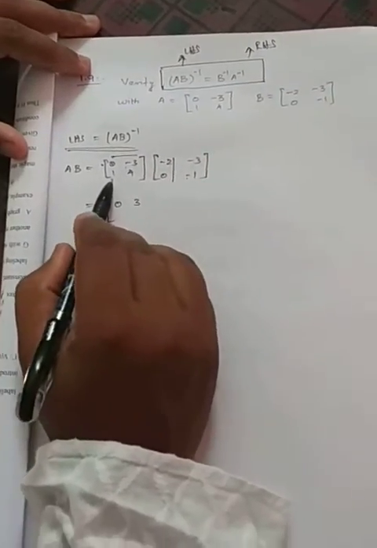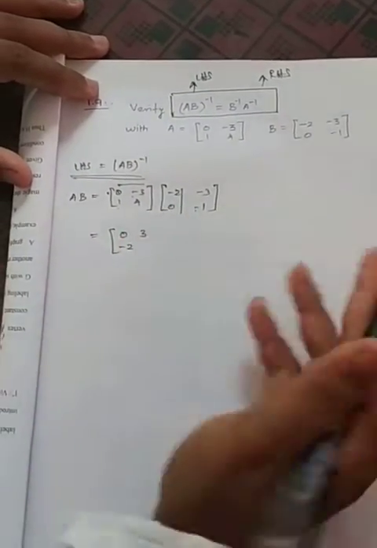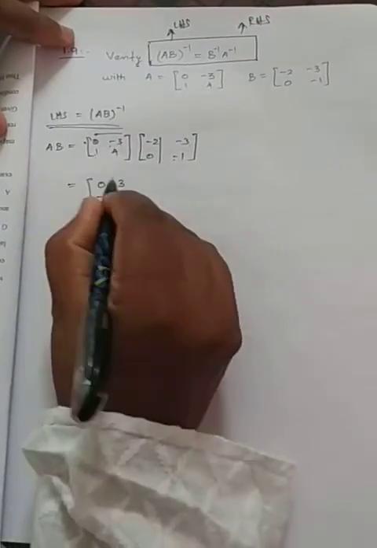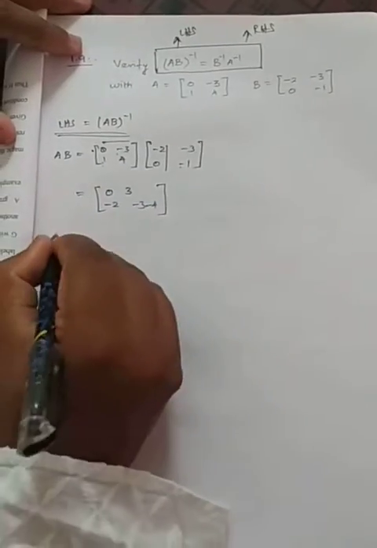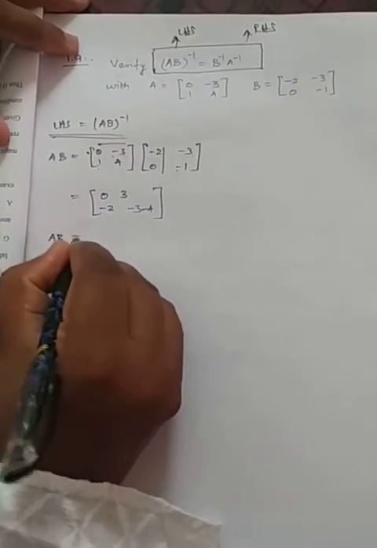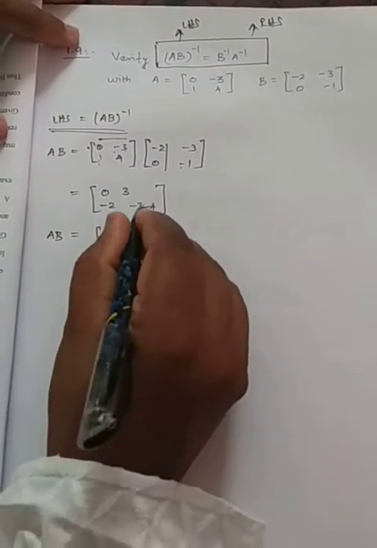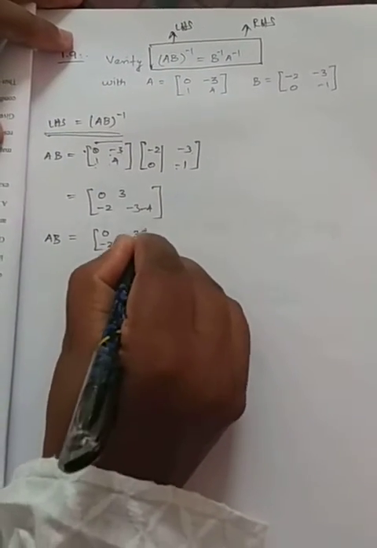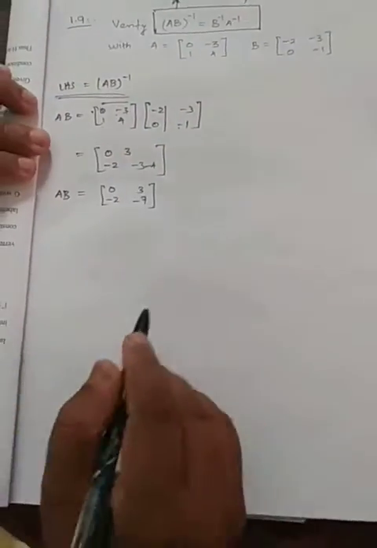Next, it comes to the second row. 1 into minus 2, minus 2. 4 into 0, 0. Leave it off. The next one, 1 into minus 3, minus 3. 4 into minus 1, minus 4. That's the thing we are getting. So the AB matrix we are getting as 0, 3, minus 2, minus 3 minus 4 is minus 7. So that's the thing. For this one, now we need to find AB whole inverse.